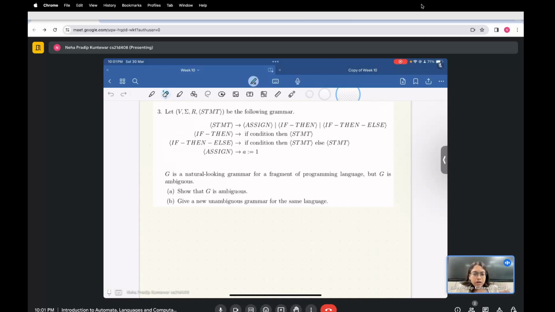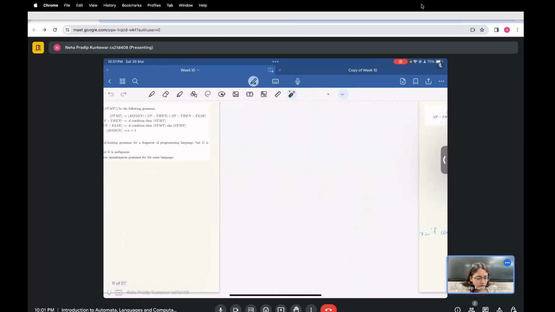The question is to answer two things. One is that you want to show that G is ambiguous, and the other is that you want to give a new grammar for it which is unambiguous. I'll let you think. I really encourage you to pause and think for a while how to show that this grammar is ambiguous. Just recall that by definition, a grammar is ambiguous if there is some string which can be derived with two different parse trees. So you want to come up with a string which has two different derivations possible. I'll wait for some time.